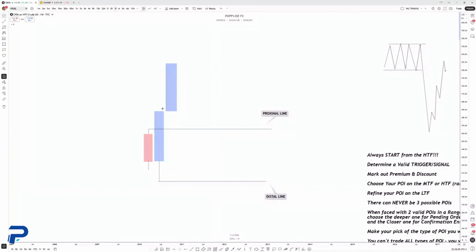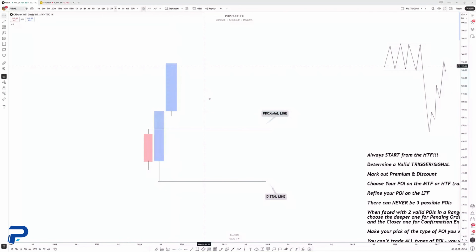I would say you find a POI in 4 hours, you go to 15 minutes and refine. That's not the way it is. That's the way it has been taught in SMC. I used to do that also, but there are simpler tricks you can apply. So first, let's just say we have a POI like this and price continues pushing up like this.